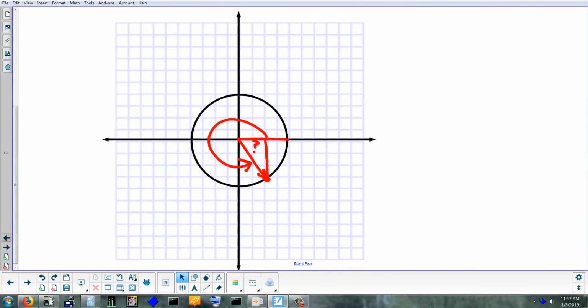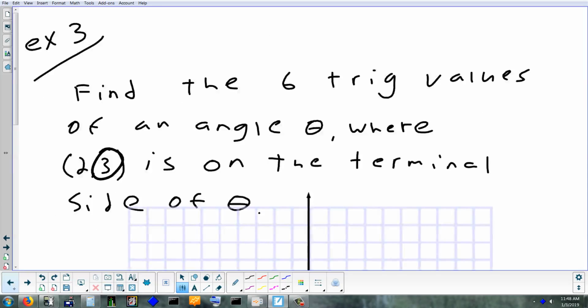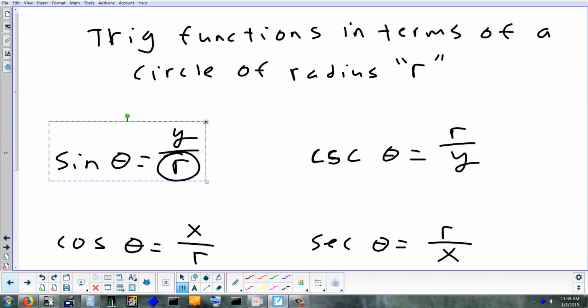So I make my triangle. I'll do it in a different color. That's 2, and that's 3. Let's write it because we're going to need it. What's the hypotenuse there? The square root of 13. Yep. So my angle equals the inverse sine. And now we just need to figure out the formula for inverse sine, but we just did that. Inverse sine is y over r.